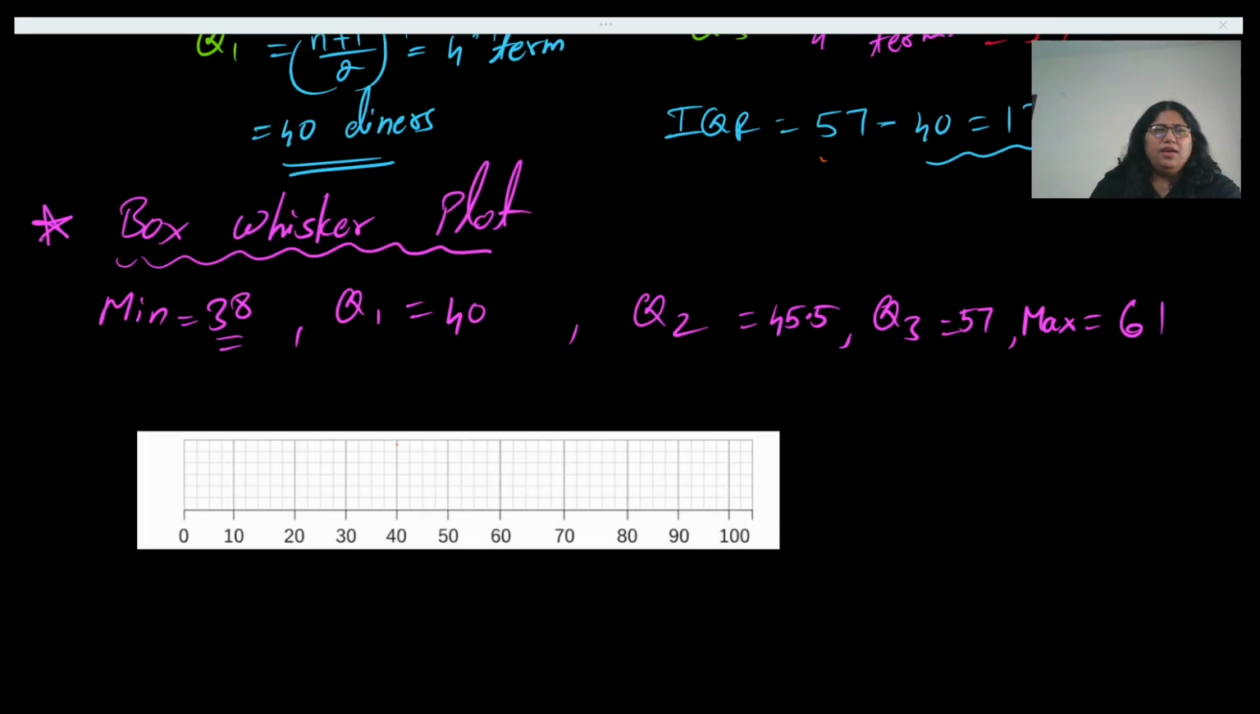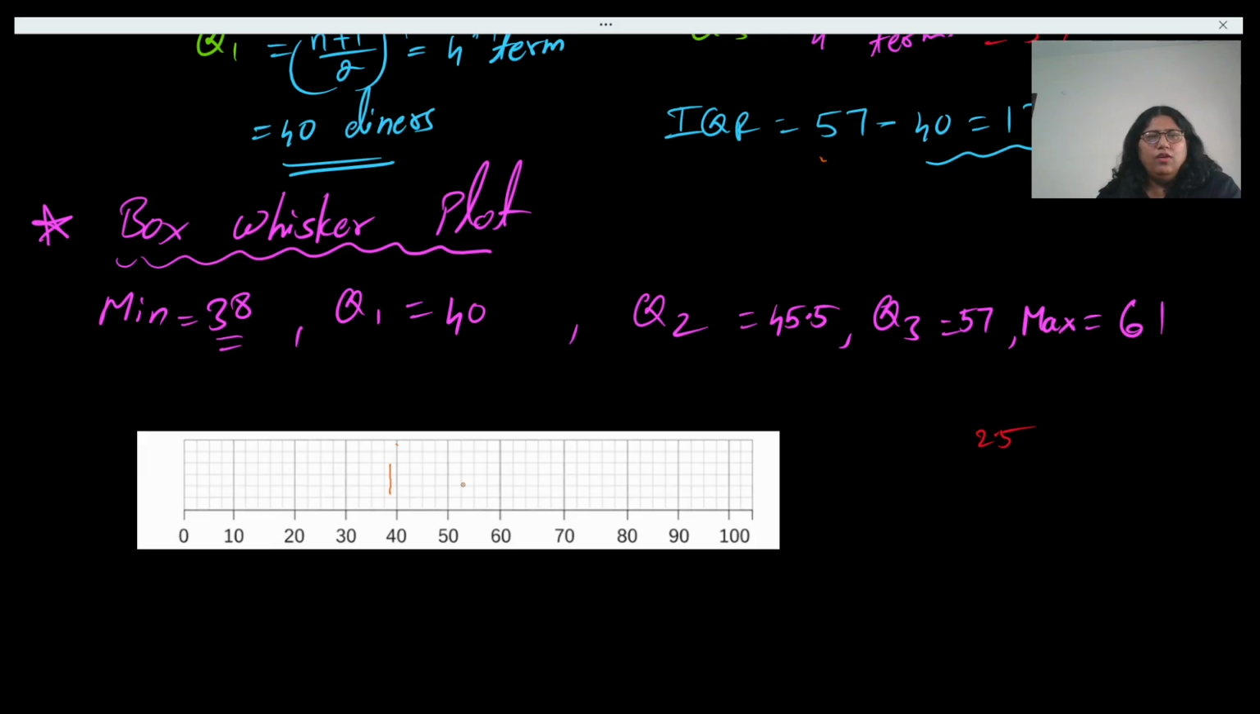So if we are making a box whisker plot here, we are going to mark these things on this kind of graph. Generally they will give you this kind of graph and you just need to drag those lines and boxes to make the box whisker plot. So first we will mark the minimum value. There are only 4 divisions, so each one is going to be 2.5. So if I take it here, 38 is going to be 38.